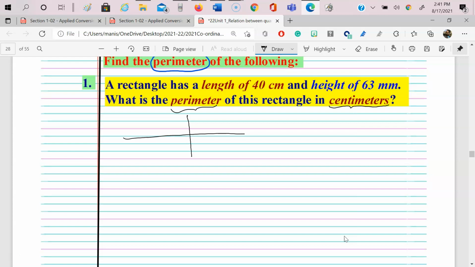So I will not be concerned about 40 centimeters, but my height, that's 63 millimeters. I need to change that to centimeters. So I will write 63 over here and look at my unit conversion chart. When I look over there, I will be using this unit, 1 centimeter and 10 over here.